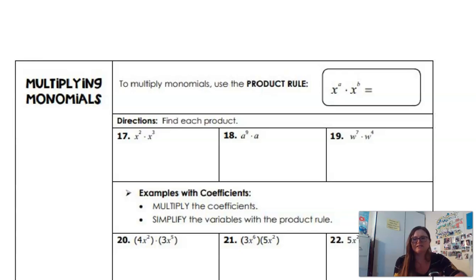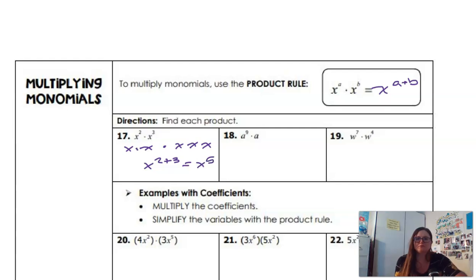So x to the a times x to the b is x to the a plus b, which should make sense because if you have x squared, that means x times x, right? And if you have x cubed, that means x times x times x. Well, now we have 5 total x's, so where would 5 come from? 2 plus 3. So x to the 2 plus 3 power is x to the 5th.